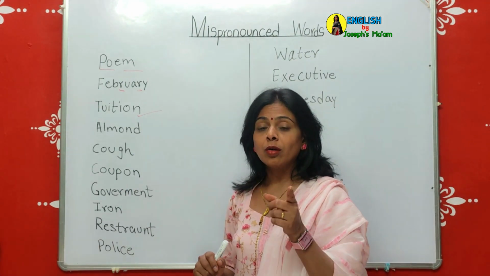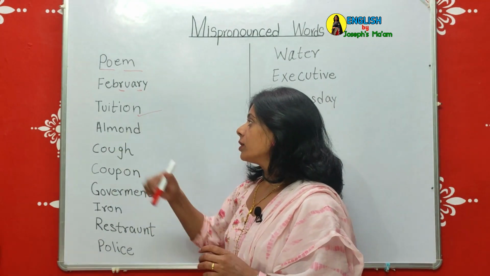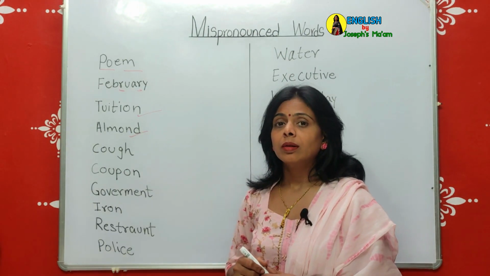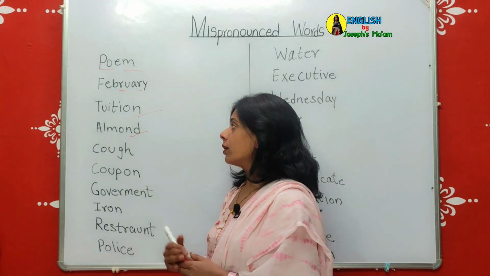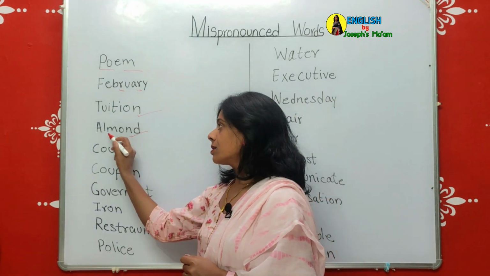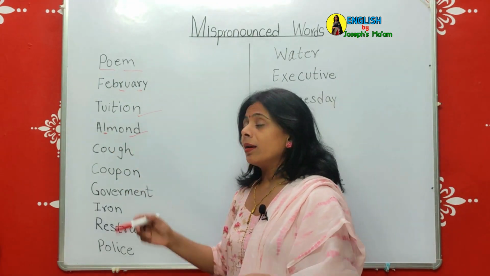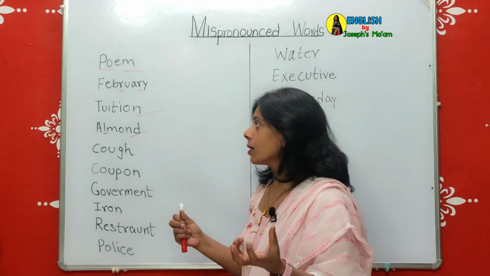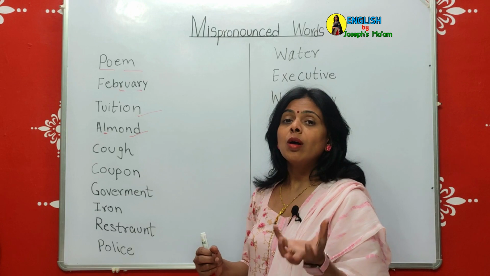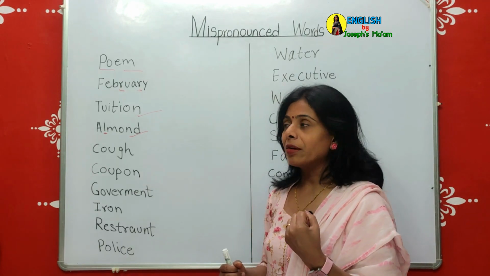Tuition बोलते हैं? You all call it tuition? No, it's tuition. Now this word is almond. आप लोग word से बोलते हैं, you call this almond. It's not almond. Here again L is silent. So you will say this word in correct pronunciation as almond. I am eating few almonds. It's almond, my dear friends.